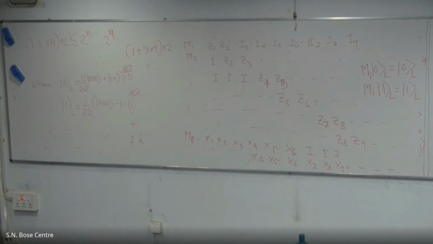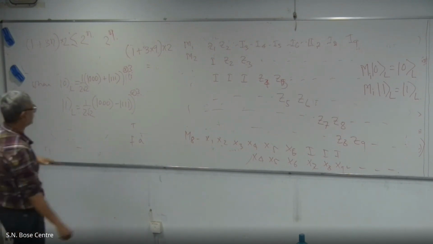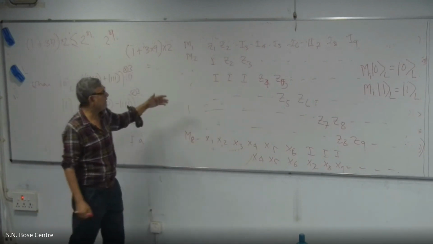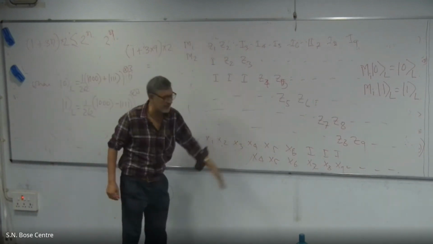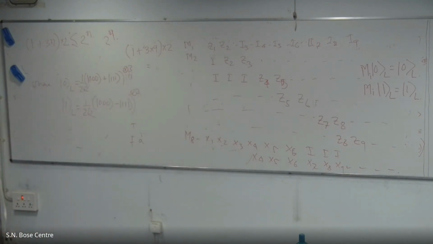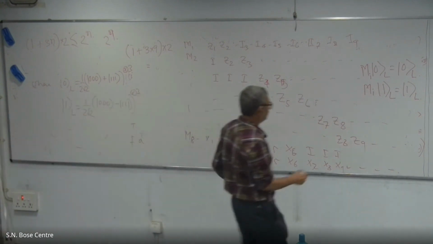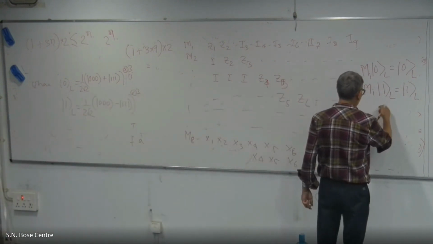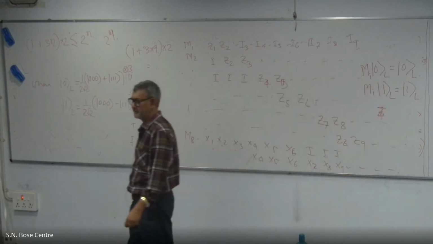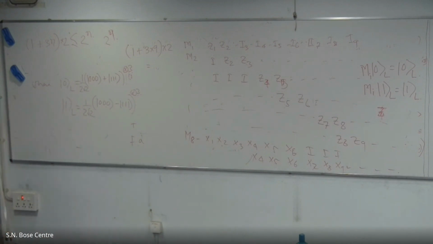So this is a very powerful discovery, and this is called the stabilizer formalism. And you can measure them simultaneously because they commute. So can we just take one example? Suppose there is a Z error in the first qubit, then what will happen for all of them? M1 will be minus 1. One of them, M1, will be minus, the rest all will be plus 1.